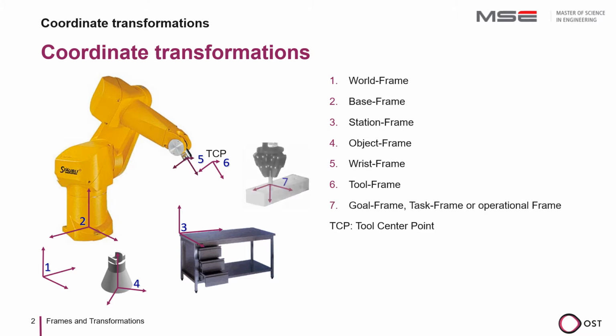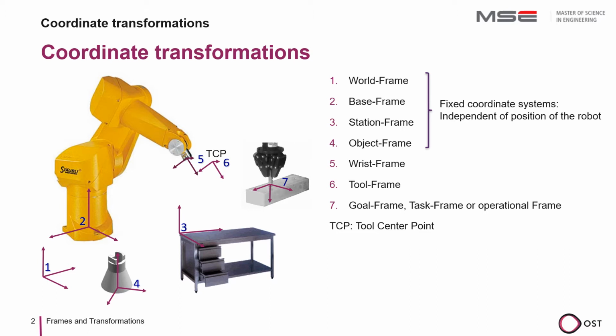The goal frame, task frame, or operational frame describes a coordinate system defined by an interaction between robot and environment. It is used, for example, when the force of a polishing tool is to be controlled orthogonally to the surface of a workpiece. World frame, base frame, station frame, and object frame are fixed coordinate systems.